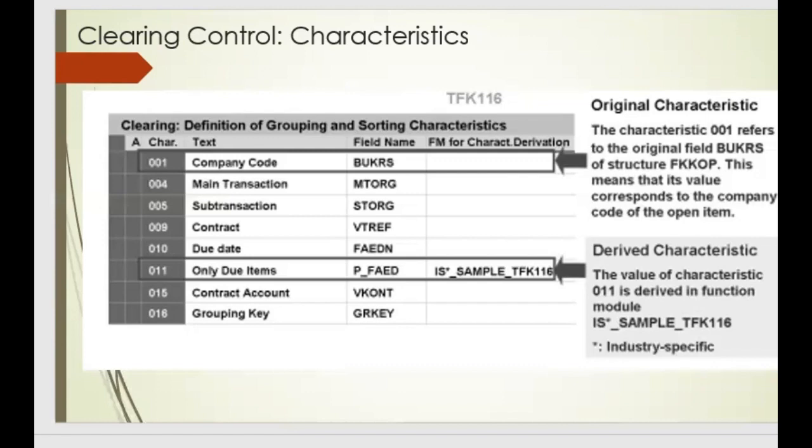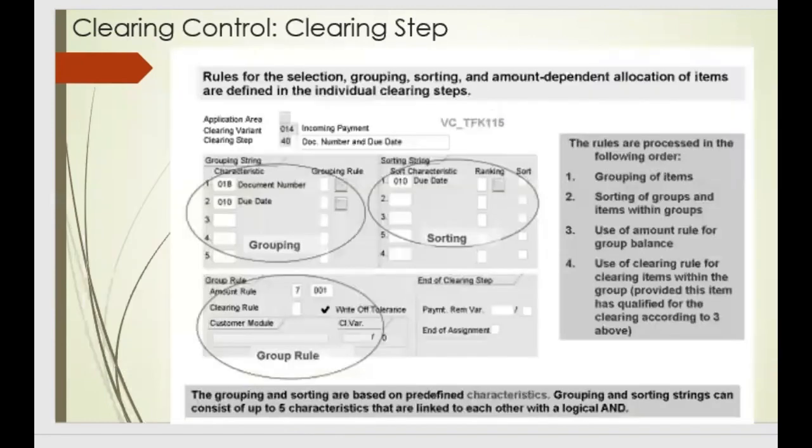That's how we are adding more and more characteristics to identify the unique open item. Okay. So clearing control setup, you can see we have all the options here manually if we want to clear and set up, and we put the clearing rules. Okay. And that will help with grouping, sorting, and understanding the amount and the characteristics to clear.